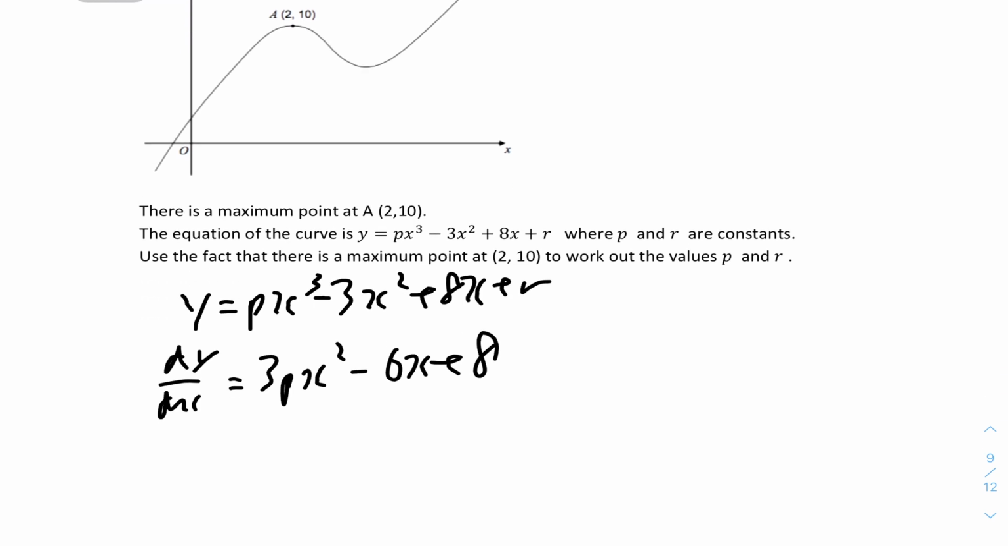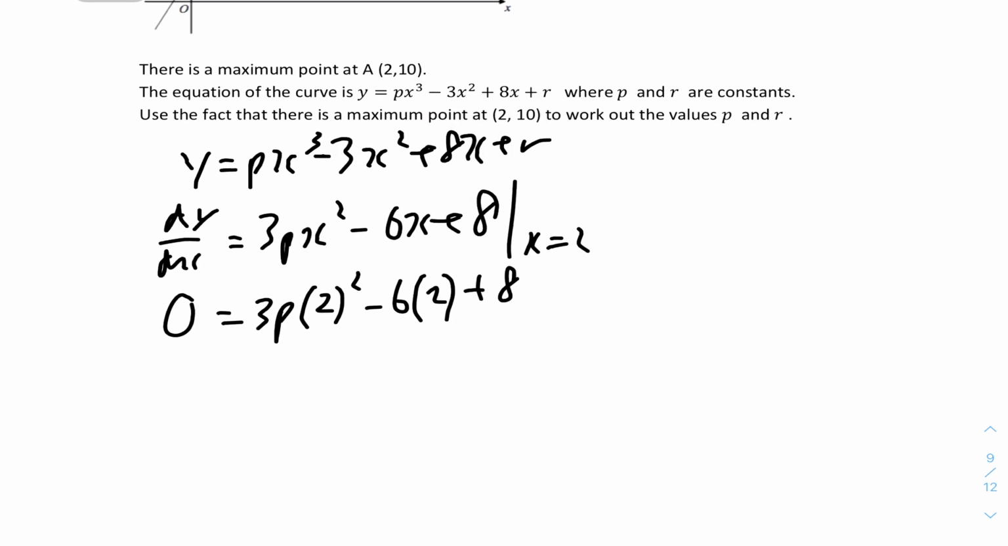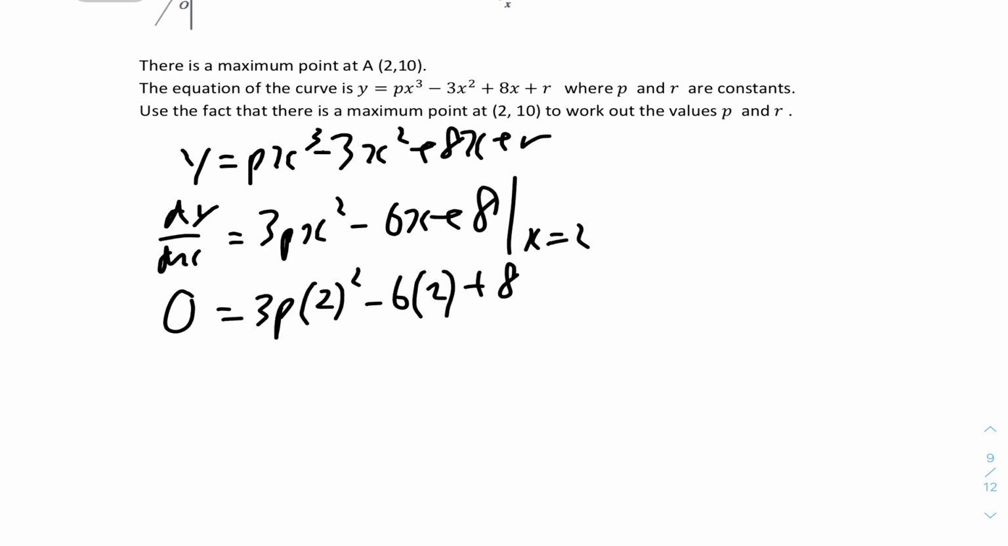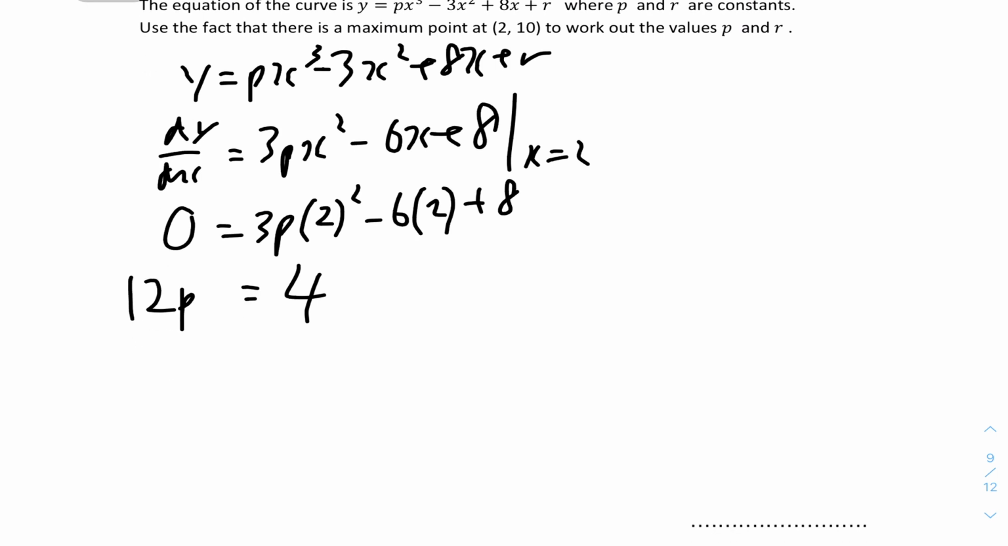So we know that when x is 2, it's a maximum point. So it would be 0 equals 3p times 2 squared, minus 6 times 2, plus 8. You just simplify this. Let's use the calculator: minus 6 times 2 is minus 12, plus 8 will be equal to minus 4, so it will be 4 equals 2 squared, which is 4, times 3p, which is 12p. Therefore, you just divide both sides by 12, so p equals 4 over 12, or 1 over 3.